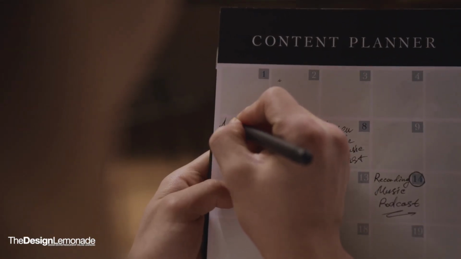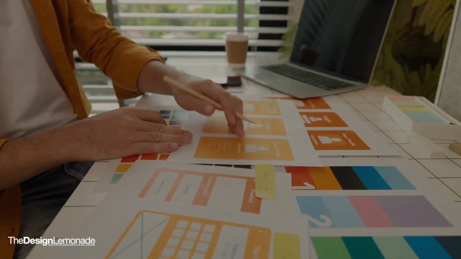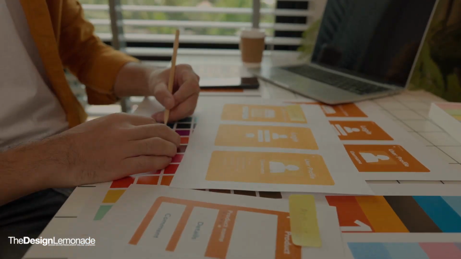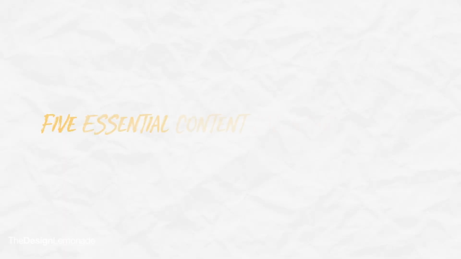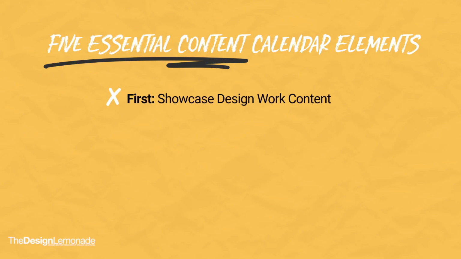Every piece of content should serve a purpose: educate your audience, demonstrate your skills, or move someone closer to becoming a paying client. Let me break down the 5 essential elements your content calendar must include. First, showcase content. This is where you highlight your best work, case studies, and client transformations. Aim for 40% of your content to be showcase-focused.